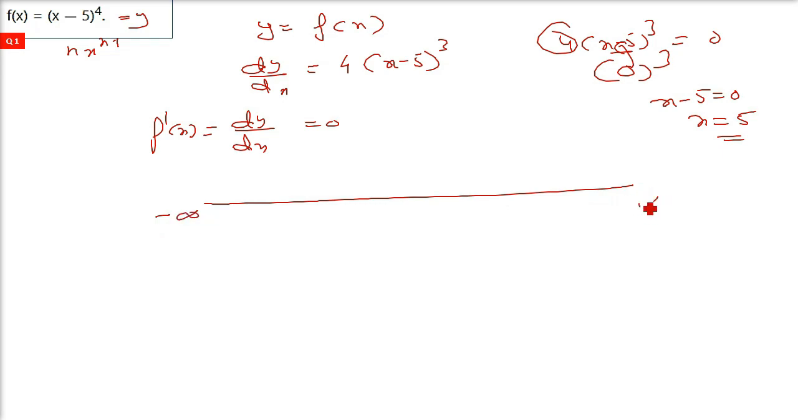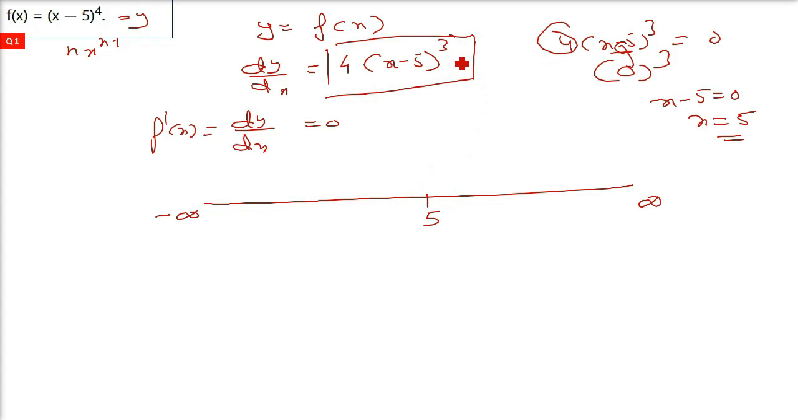Only 5. So negative infinity to infinity, this is the whole number line. So you have to place this 5 somewhere and then see what is coming on the left and what is coming on the right. So x equals 5 can be the point of maxima, can be the point of minima. We don't know as of now. So x equals 5 will make this f dash x 0.